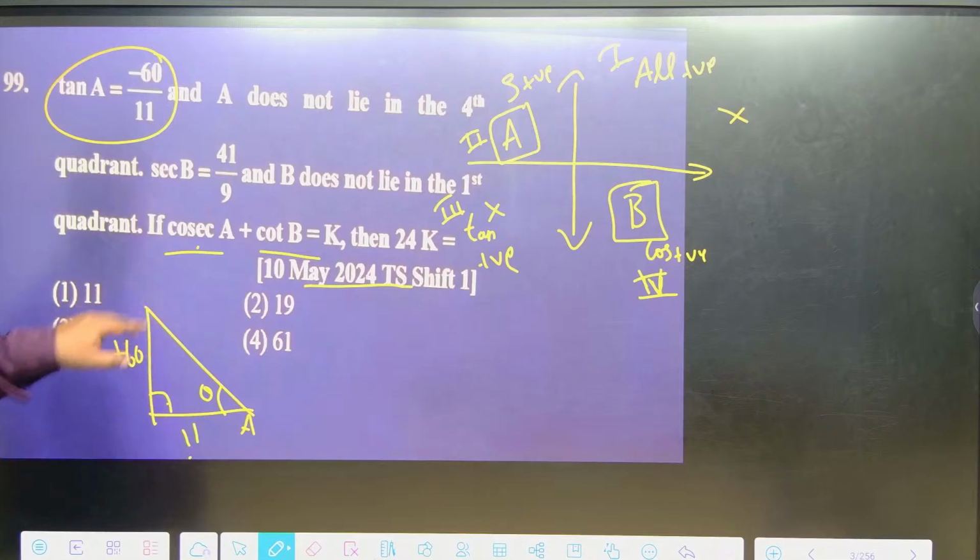I want to find out this hypotenuse value. To find out the hypotenuse value, what will you use? You will use the Pythagoras theorem. So that will be what?